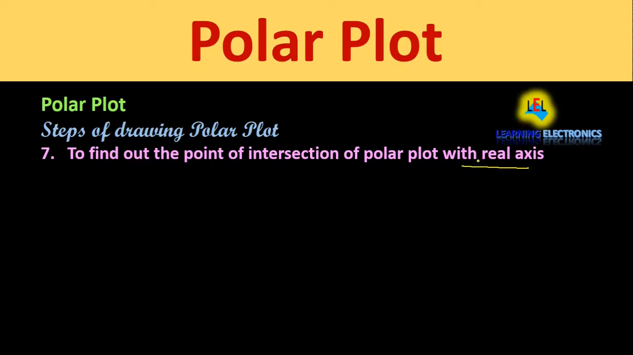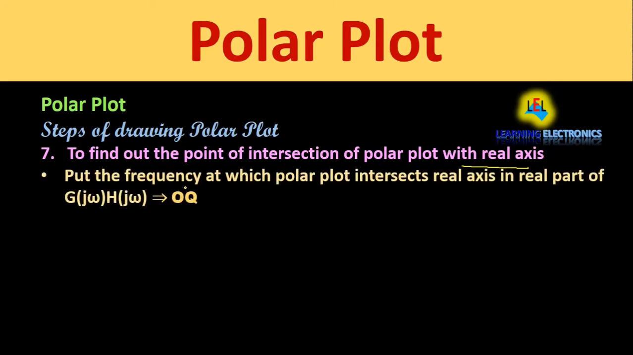So if we want to find out the point of intersection of the polar plot with the real axis, then we have to put the frequency at which the polar plot intersects the real axis in the real part of G(jω)H(jω), which is represented by OQ.